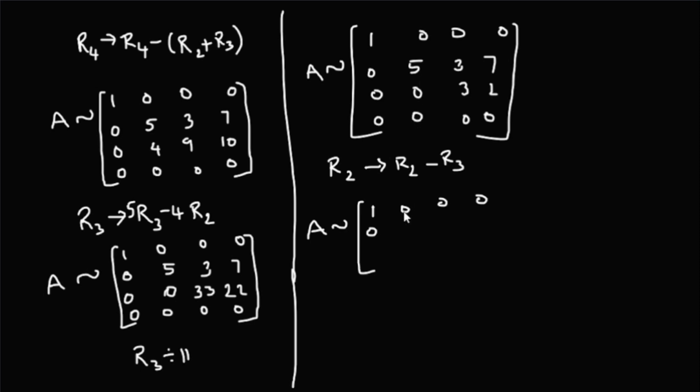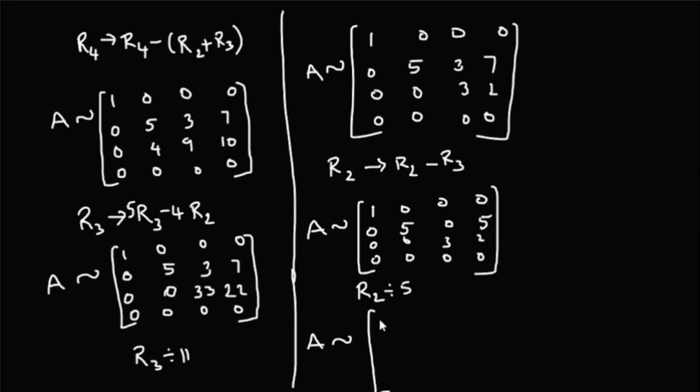0. R2 minus R3. 5 minus 0, 5. 3 minus 3, 0. 5 minus 2. Sorry, 7 minus 2, 5. And 0, 0, 3, 2. 0, 0, 0, 0. Now I can divide R2 by 5 so that A will become 1, 0, 0, 0, 0, 1, 0, 0, 0, 1, 0, 0, 3, 2, 0, 0, 0, 0.